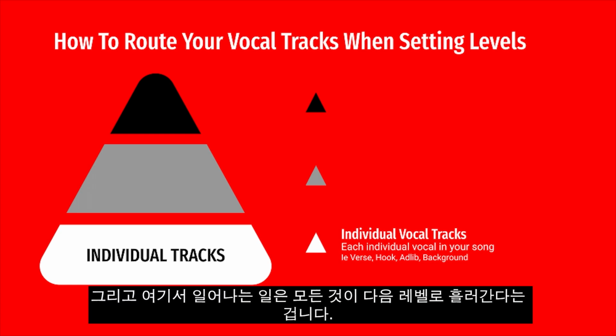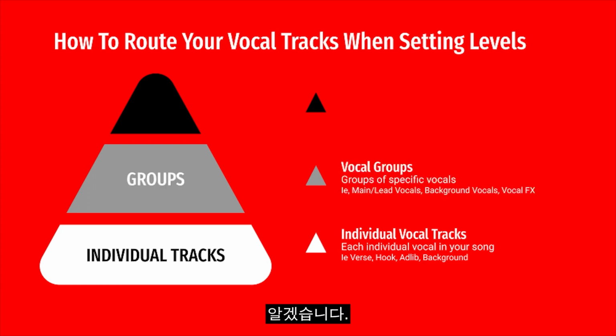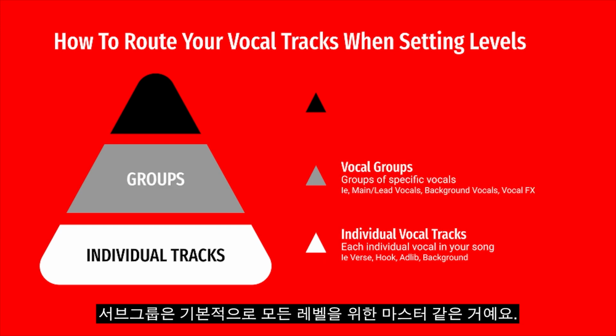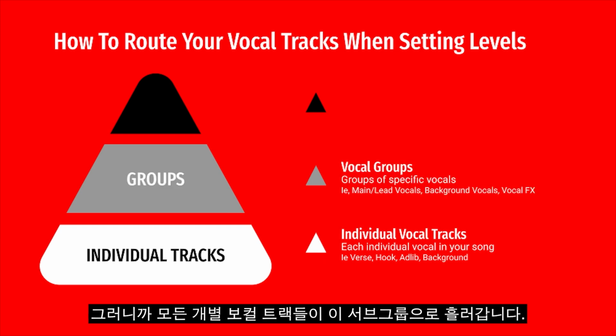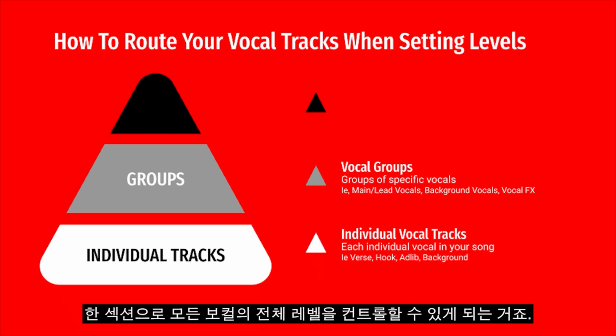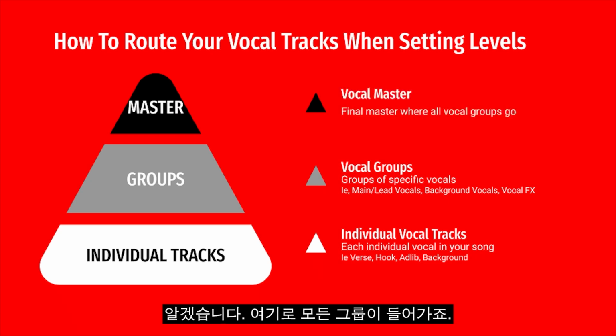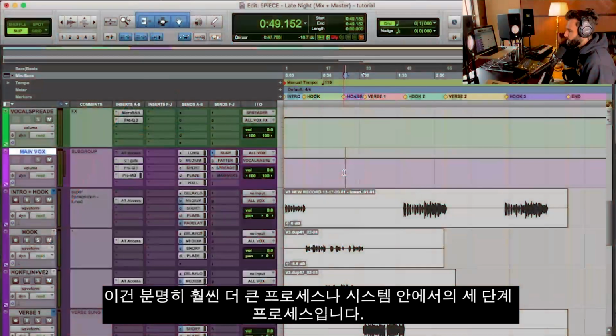And what's going to happen is everything is going to flow up into the next level. And what I mean by that is the next level up is the subgroups, okay? The subgroups is basically like a master for all the levels. So all of your individual vocal tracks are going to flow up to these subgroups, and what's going to happen is you're going to be able to control the overall level of every vocal with that one section. Now, one level above that, of course, is the vocal master, okay? This is where every single group goes as well. Now, this is obviously a 3-step process in a much bigger process or system.